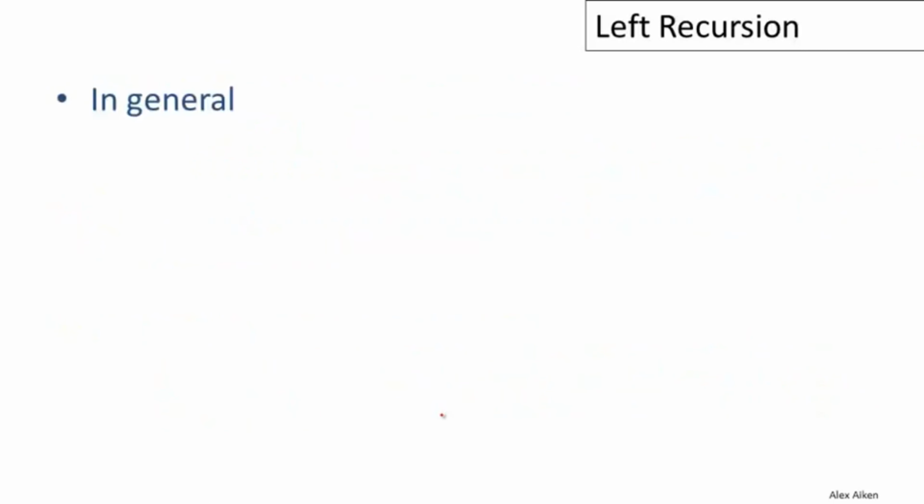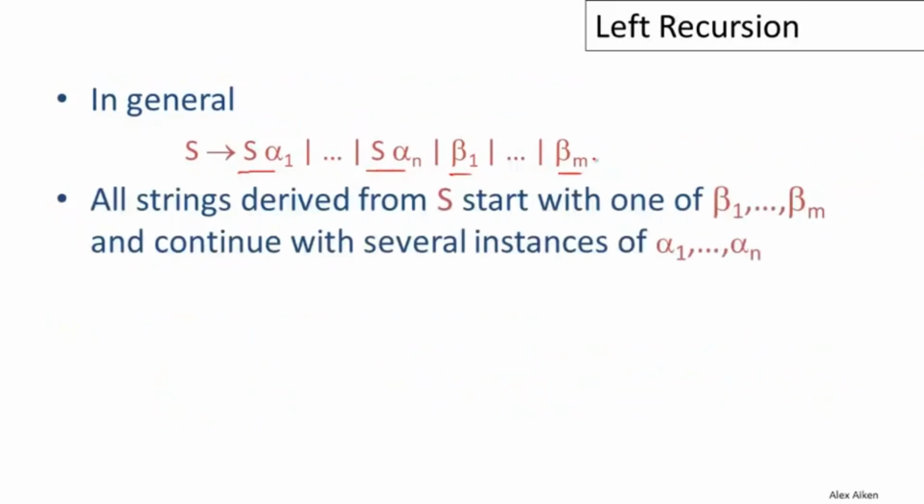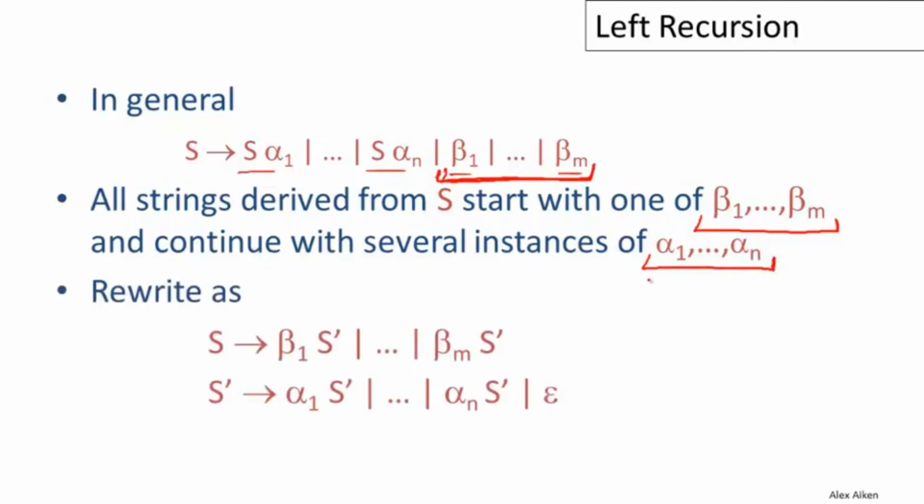So in general, we may have many productions, some of which are left recursive and some of which are not. And the language produced by this particular form of grammar here is going to be all the strings that are derived from S that start with one of the betas, so one of the things here that doesn't involve S, and then it continues with 0 or more instances of the alphas. And we can do exactly the same trick. This is just generalizing the idea that we had before, where we only had one beta and one alpha, to many betas and many alphas.